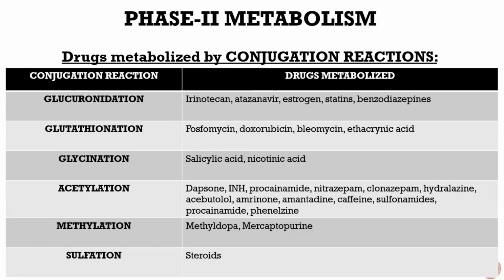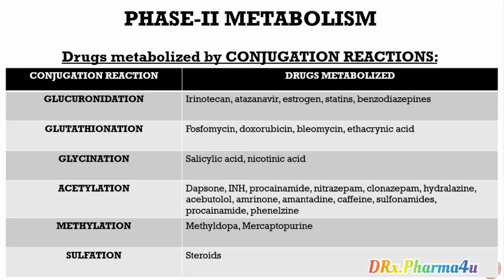Now let us look into the different medications that are metabolized by conjugation reactions. Some examples of conjugation reactions are glucuronidation, glutathionation, glycination, acetylation, methylation, and sulfation. Through glucuronidation, the drugs that are metabolized are irinotecan, which, you know very well, is an anti-cancer agent. Atazanavir is a medicine that is used in HIV. Estrogen, you know very well, is used in oral contraceptives. So you can understand very well what will be the condition of a female patient who has Crigler-Najjar syndrome and is taking an oral contraceptive that is high in estrogen.